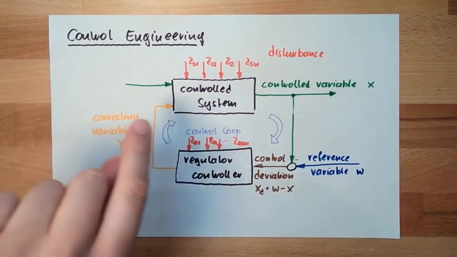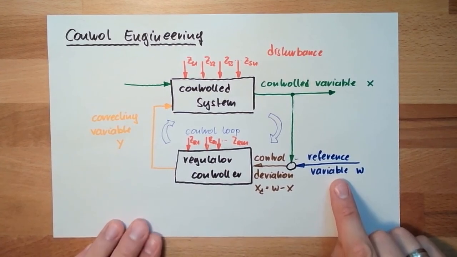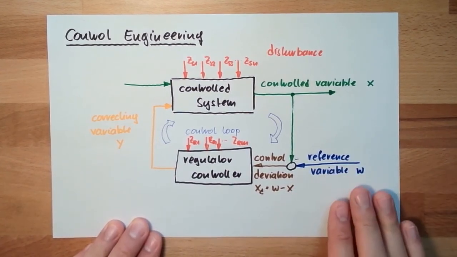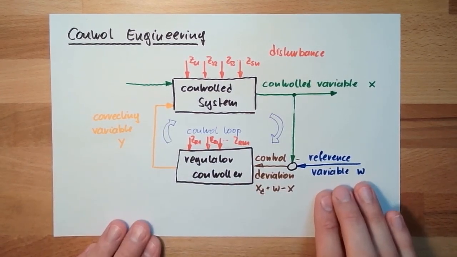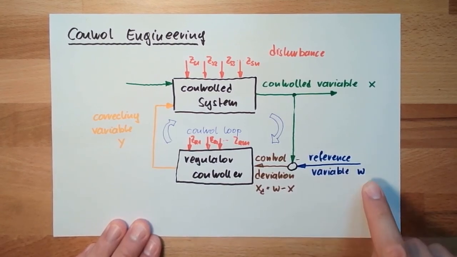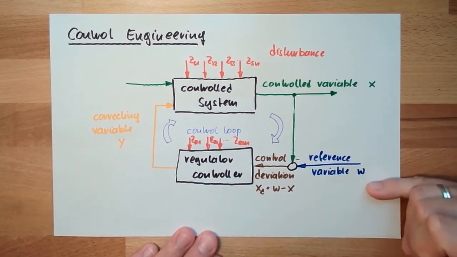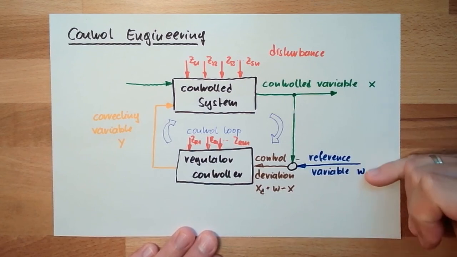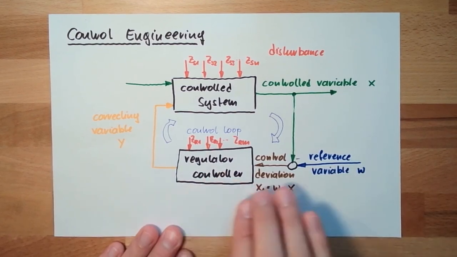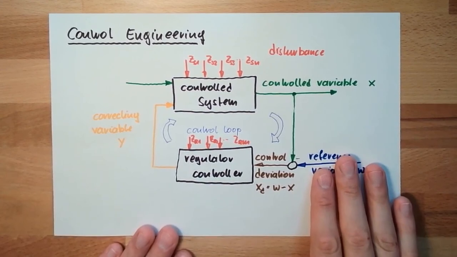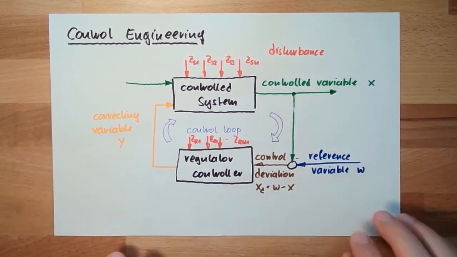So this is the control loop, this is the control system, this is the controller. This here is given from outside. The reference variable is given from outside. The controller cannot influence the reference variable. That's given from somewhere. It can be a fixed value or some time variant value, for instance room temperature. During the day we want to have 22 degrees, during the night we want to have 18 degrees. So this is time dependent. However, the controller itself cannot influence it. That's given from the outside world. The controller's task is just to bring the controlled variable to wherever we want to have it.